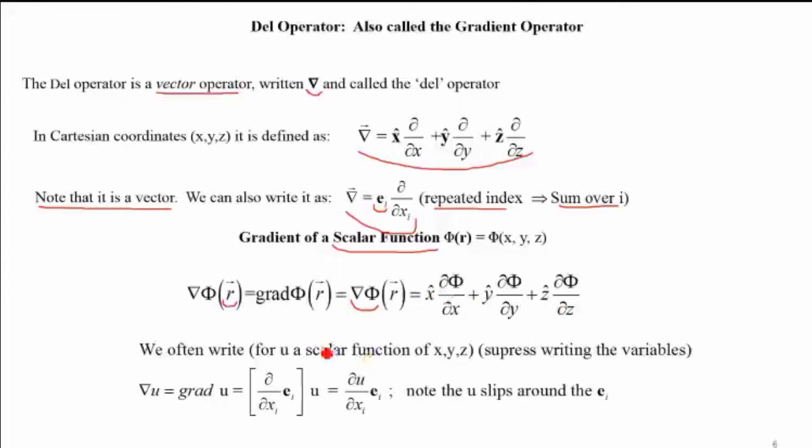For another function u, which is a scalar function of x, y, z, we can suppress the writing of the variables just like we mentioned above. So if we take the gradient of u, this would be our operator, which is the sum over i, operating on the function u. Just putting this into the brackets here, so we just go past the unit vector, you can see that you've got these derivatives and then the unit vectors. And so we've slipped u around the e. This expression here is exactly the same as this if we call phi u.